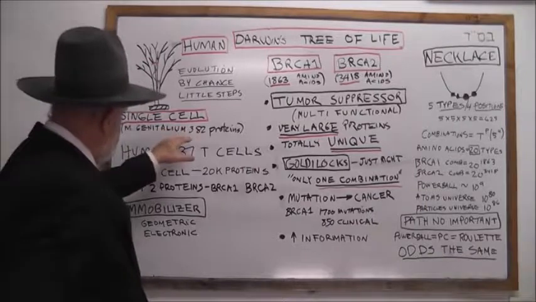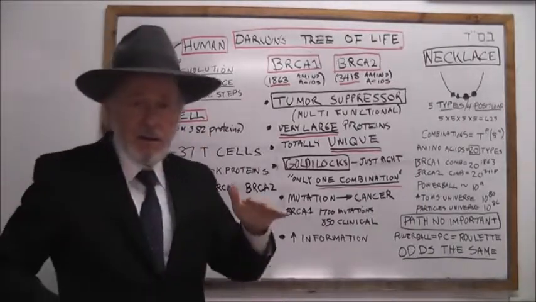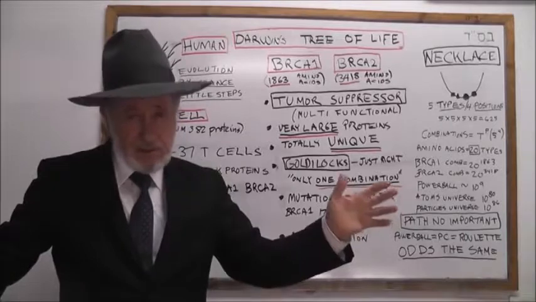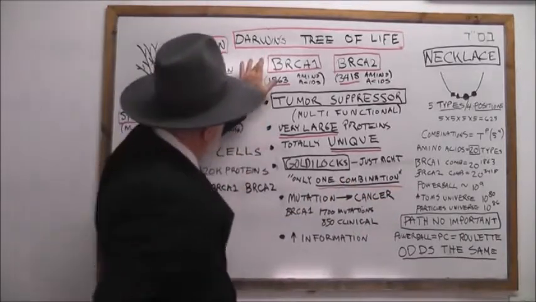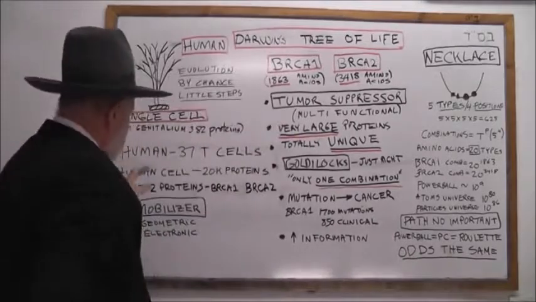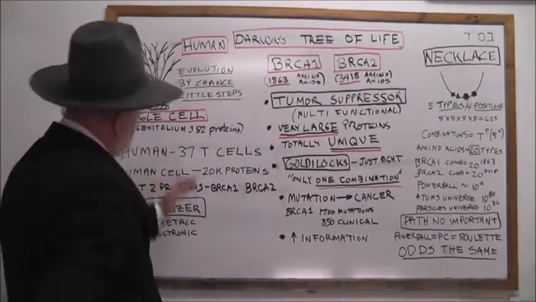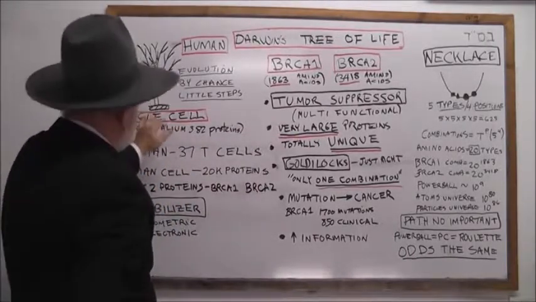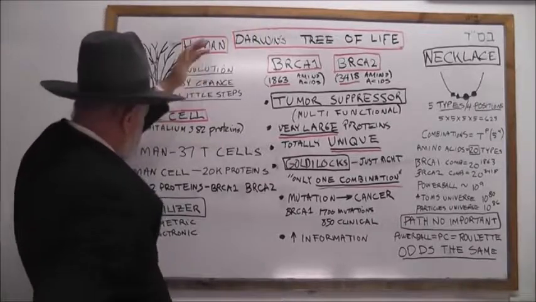And because this cell is so simple, and this cell does not suffer from cancer, a single cell doesn't suffer from cancer, we're going to assume that BRCA1 and BRCA2, these two genes, and the proteins they produce don't exist in a single cell, but do exist in a human cell, which we know.